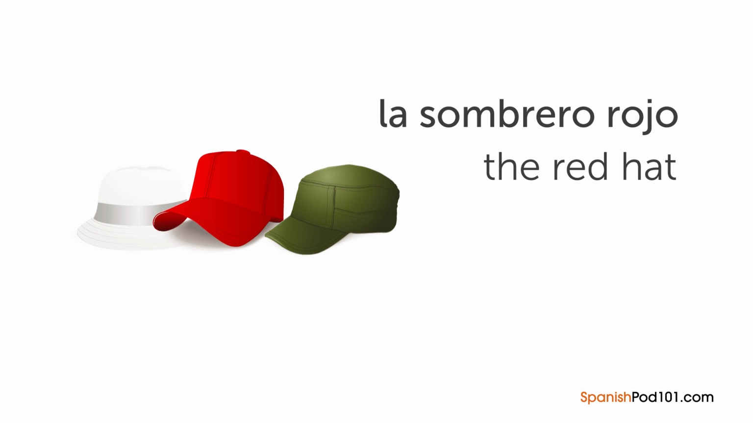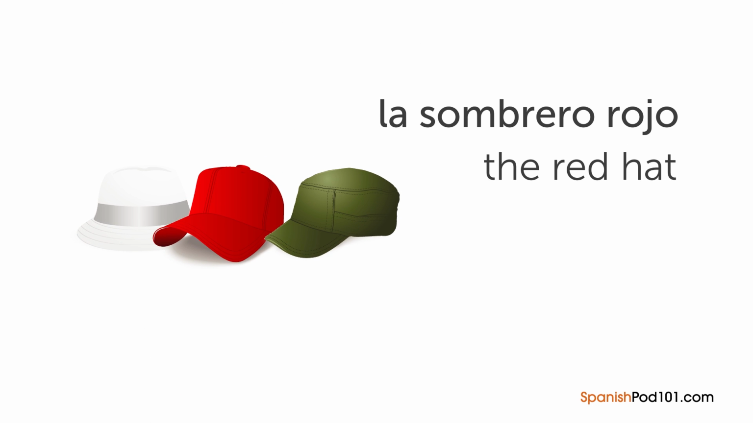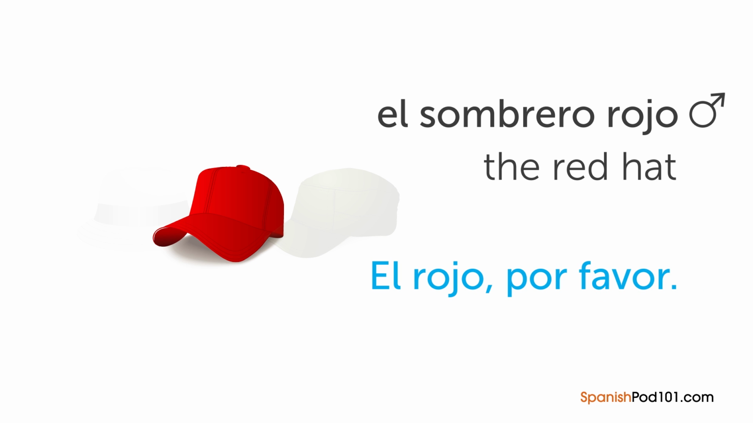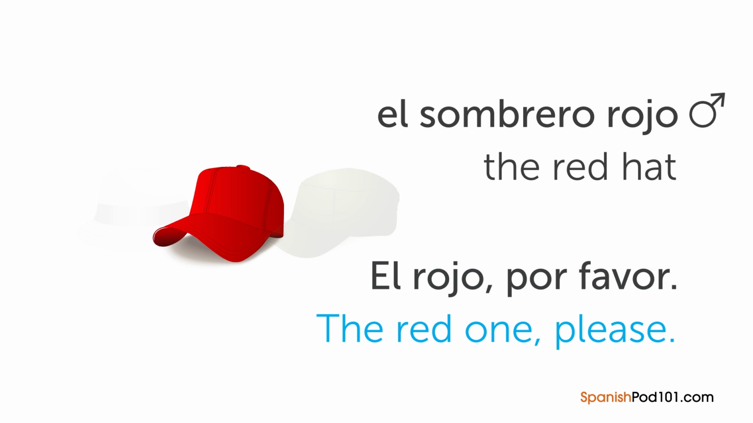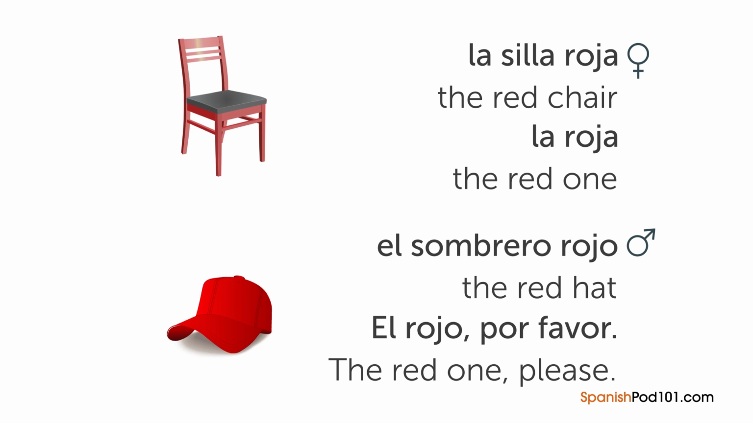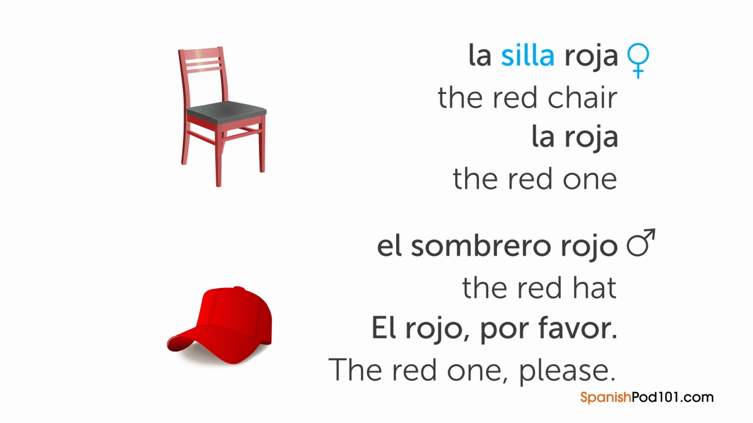Likewise, if you're discussing different colored hats, you'd use the masculine noun sombrero. That means we have to change la to the masculine article el. Then, if you would like to buy the red hat, you would say el rojo, por favor, meaning the red one, please. Take into consideration that the adjective has to match the noun in gender and number. Silla is a feminine noun, so we use roja, which is also feminine. Sombrero is a masculine noun, so we use rojo, which is also masculine.